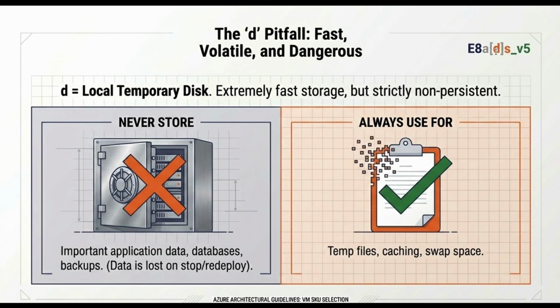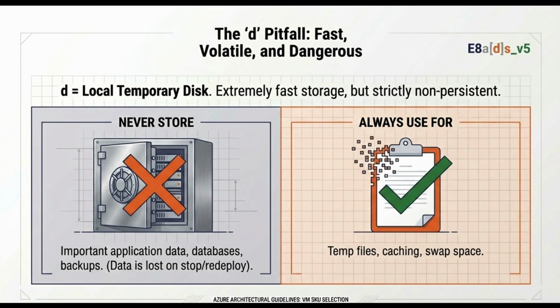And next we have D. D means the VM includes local temporary storage. This storage is very fast but not persistent, meaning if the VM is stopped, redeployed or moved, the data may be lost. So you should never store databases, backups, or important application data. Good use cases will be temporary files, cache, swap space.